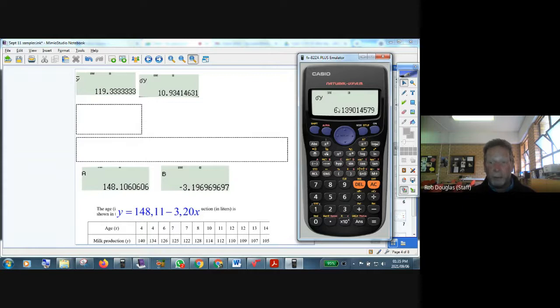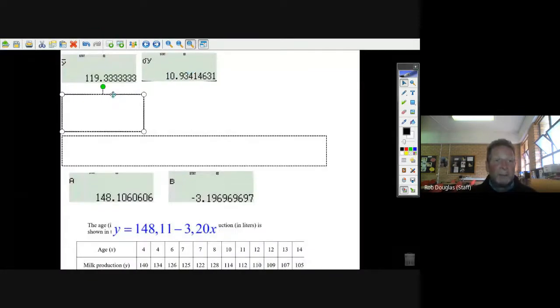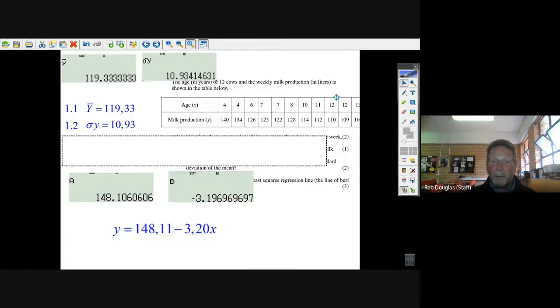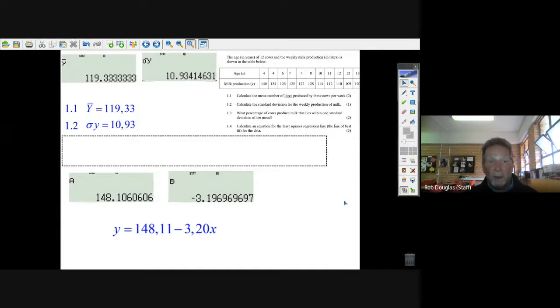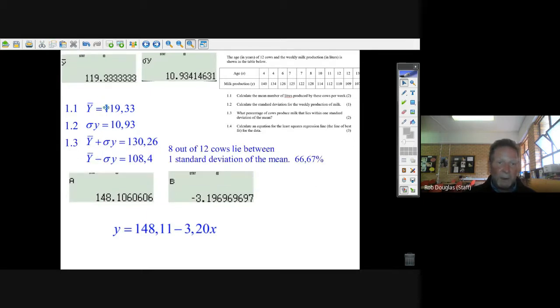I only did 4 cows, but if I did all the cows, when I finished I would get that standard deviation. So for the milk production in my calculator, the mean is 119.33 liters, and the standard deviation is 10.93 liters. The next question asks how many cows are within 1 standard deviation of the mean. All you do is take the mean and add a standard deviation to get a number, then take the mean, which is 119, and subtract the standard deviation to get another number.